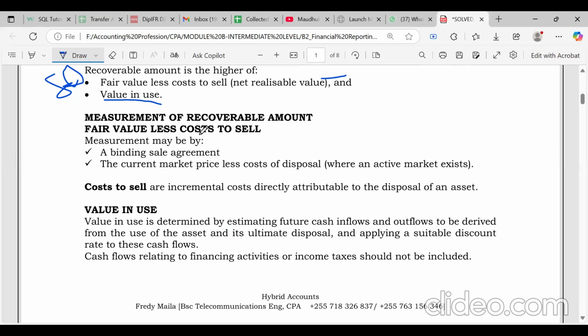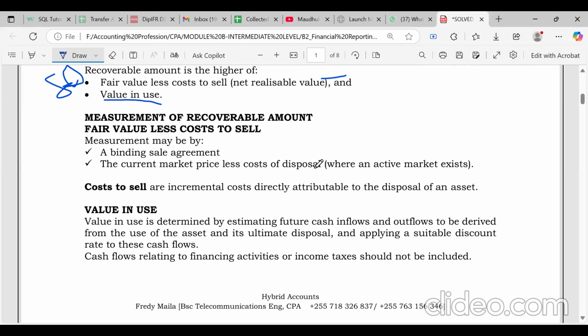Speaking of fair value less cost to sell, it's obvious, right? Measurement maybe by a binding sale agreement. Maybe when you bought the asset, you entered the binding sale agreement, or maybe you have sold it at a certain point in time for this value. So it obviously results from the contract, in case that was the situation. But it could also be based on the current market price less cost of disposal, which is normally the case when maybe no contract was entered into, there was no agreement.